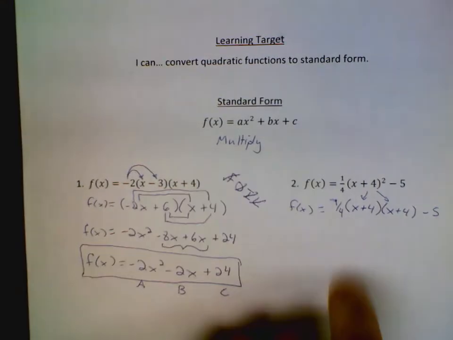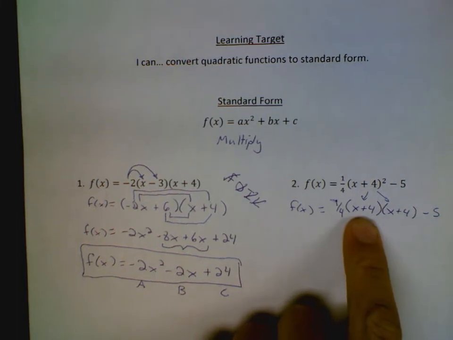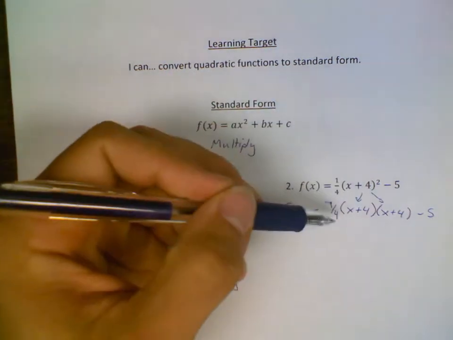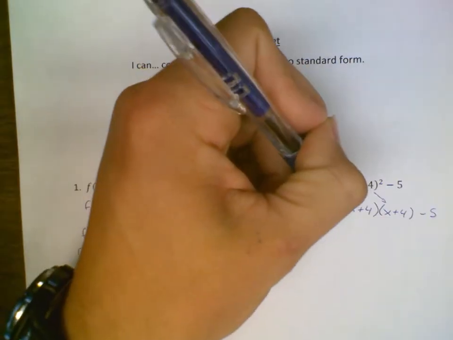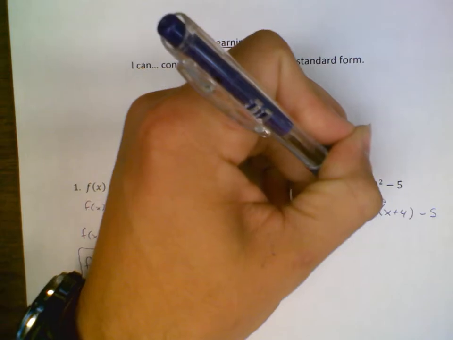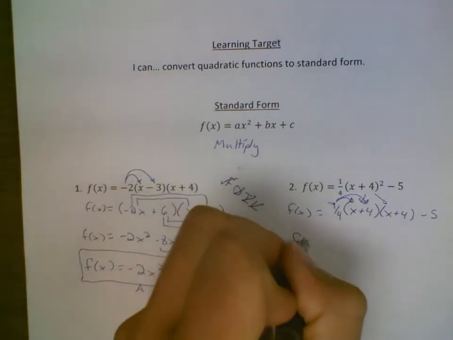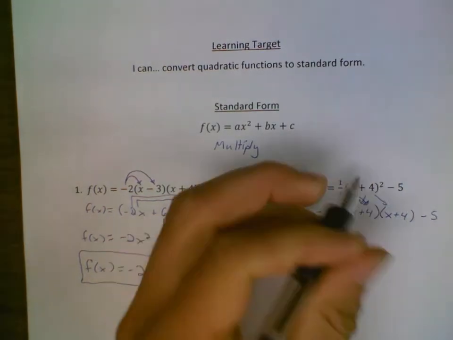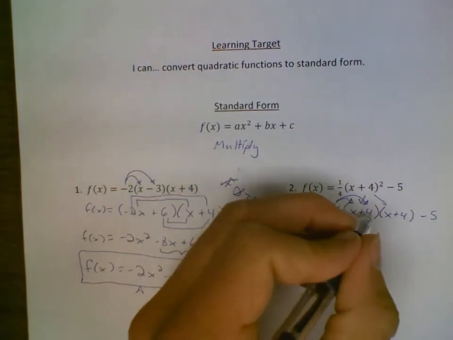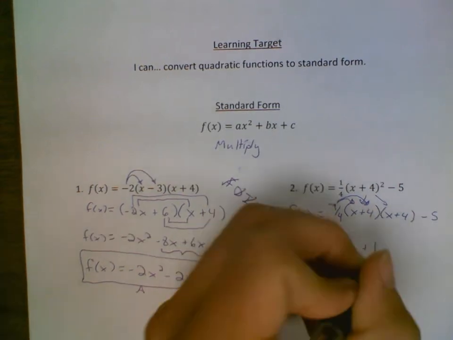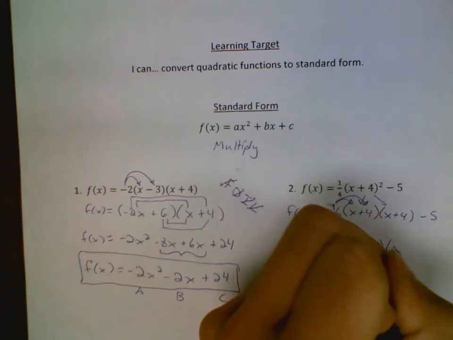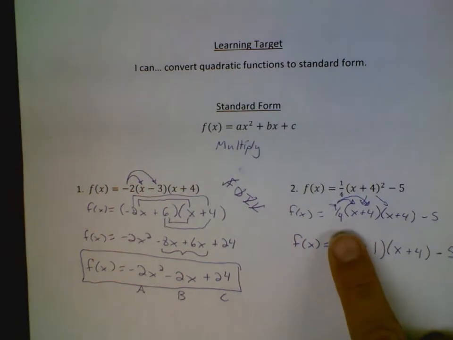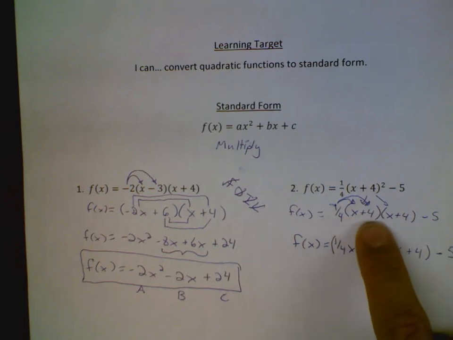Okay, so that first step, I just split the square. Once I have split the square, now I can take this first term, okay, this 1/4 here, and I can distribute it into the first parentheses. Okay, so I'm going to get f of x equals 1/4 times x. Well, that's 1/4 x. And then 1/4 times 4, well, 1/4 of 4 is 1. And then I still have x plus 4. And then I have the -5 on the end. Okay, so I've just distributed 1/4 into the first parentheses.